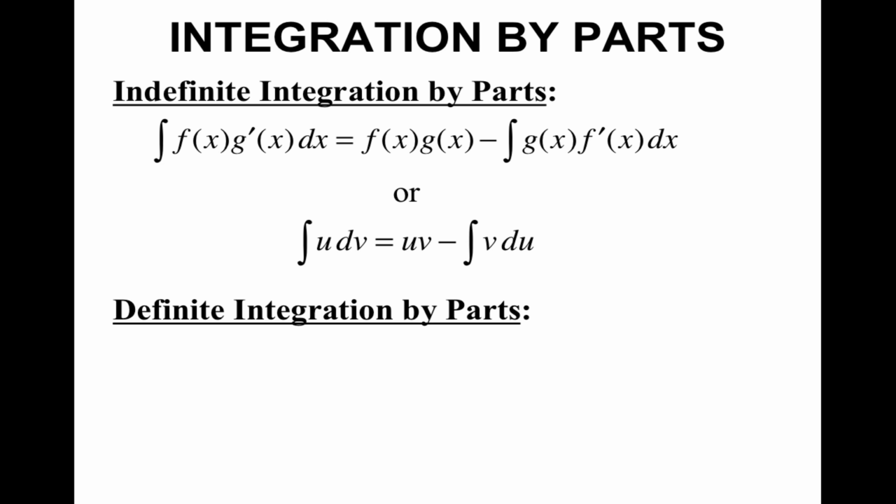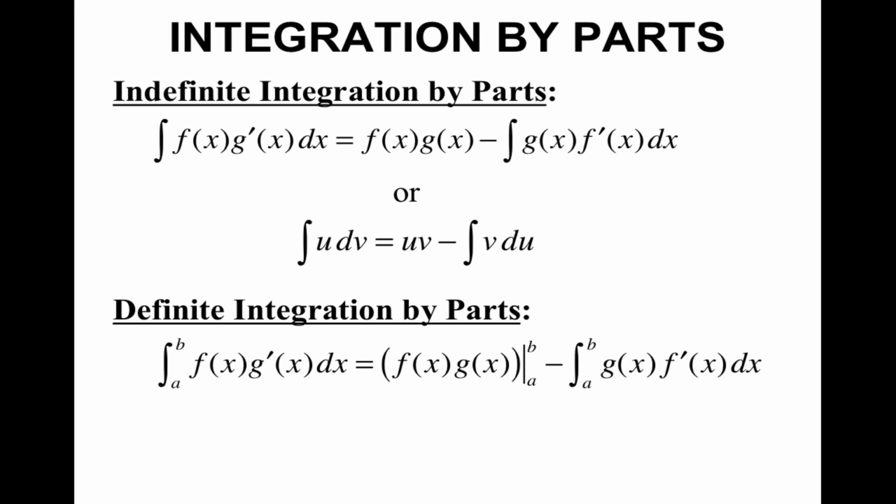Now with definite integration by parts, it's pretty much the same idea. It's just from a to b. So after you integrate using integration by parts, that u times v has to be evaluated from a to b. Then you're going to find the integral of v du and evaluate that from a to b.